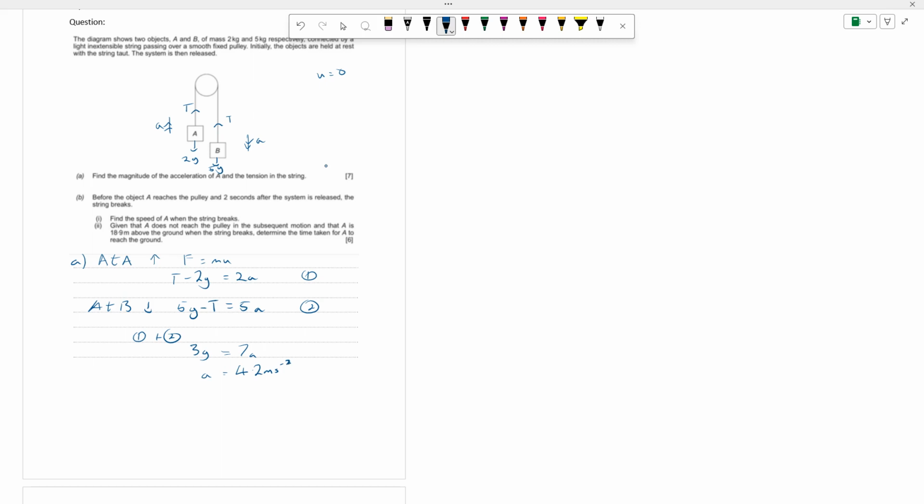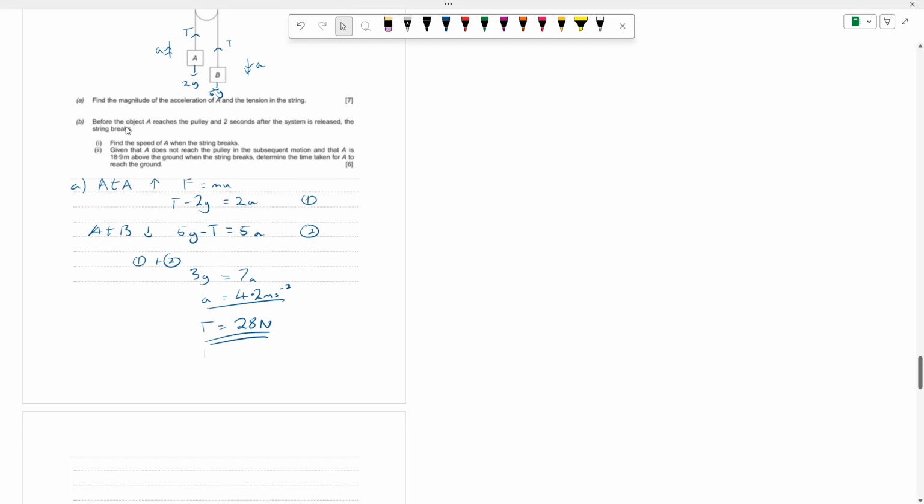Okay, and then very quickly, all I'm going to do is I'm going to substitute that back into one of these equations, probably into number 1 is the easiest one for me to do, and then put 28 newtons. Okay, and all of that, not a huge amount of work for 7 marks. Okay, so if we can master that, that's a really, really positive one to take forward into the exam.